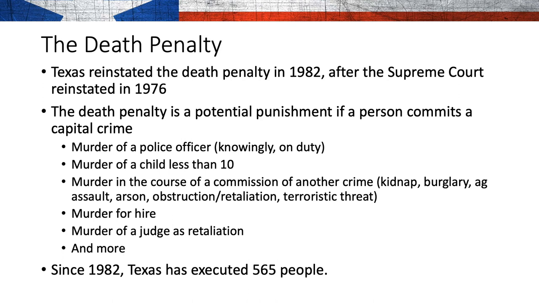So let's talk a little bit about the death penalty. Texas reinstated the death penalty in 1982 after the Supreme Court of the United States had reinstated it in 1976. So there was a little bit of time that the Supreme Court of the United States found that the death penalty was cruel and unusual and unconstitutional. But after the Supreme Court reversed that course in 1976, Texas reinstated the death penalty in 1982.